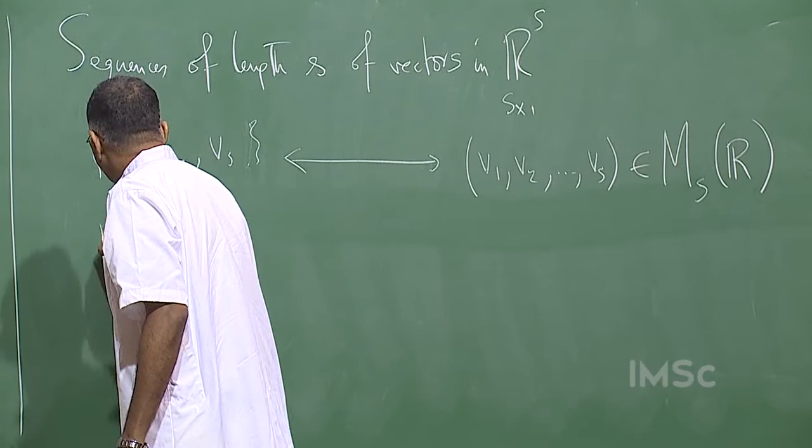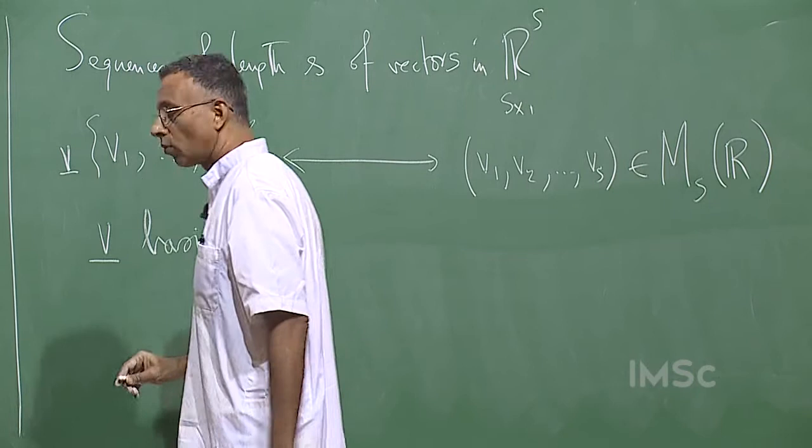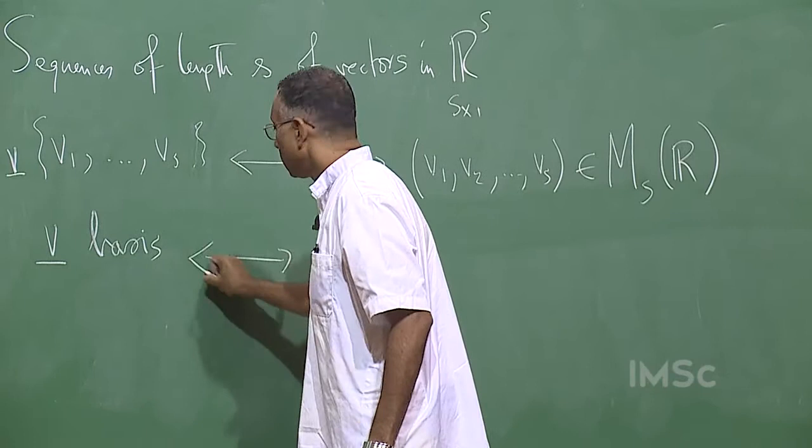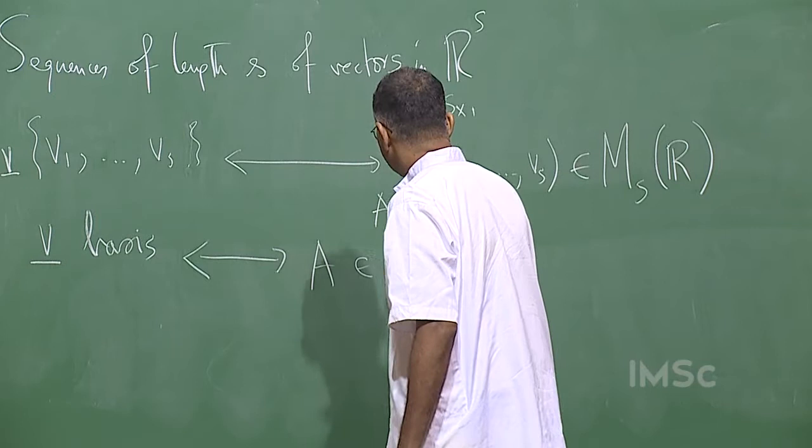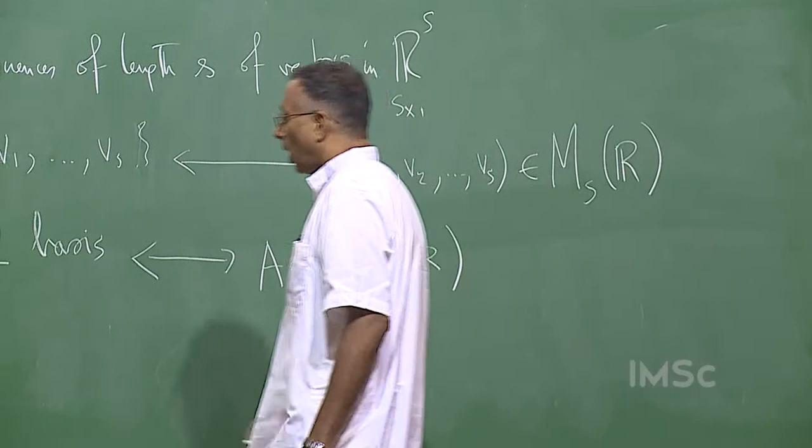This is nothing at all, but now there's some content here. So let me call this V. If V is a basis, what can I say about this matrix? Well, we all know that V is a basis if and only if the corresponding matrix is invertible. So let me call this matrix A. A is in GLSR, that is, an invertible matrix. Okay. I'm slowly moving towards this. What if it is an orthonormal basis?